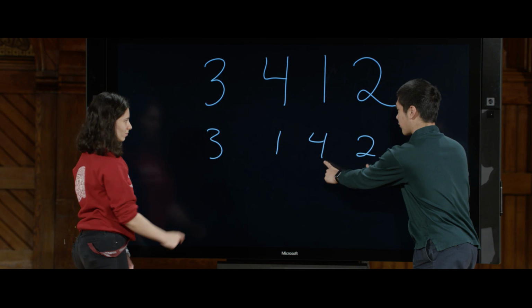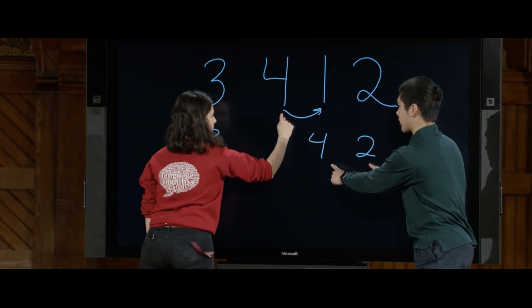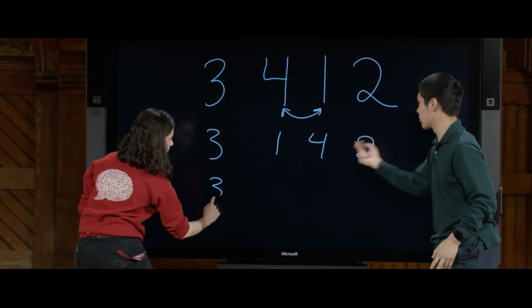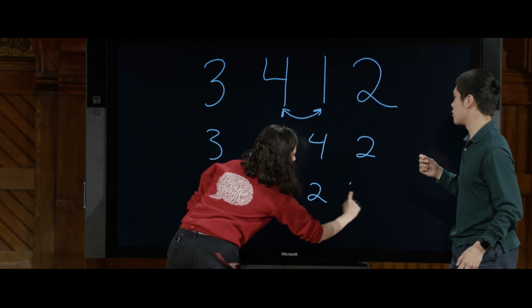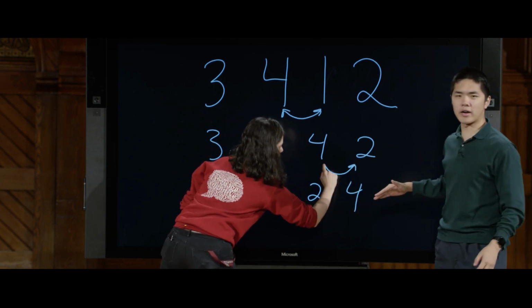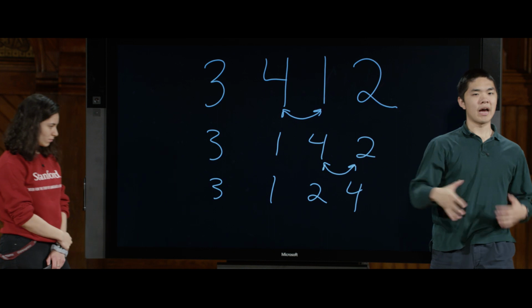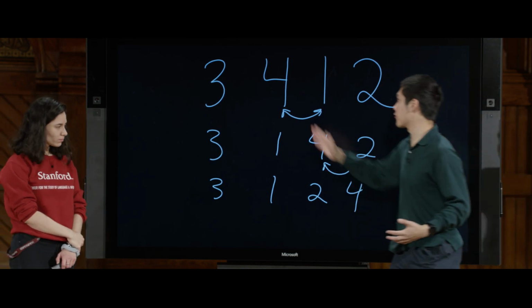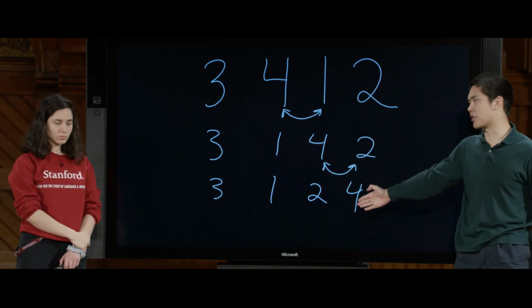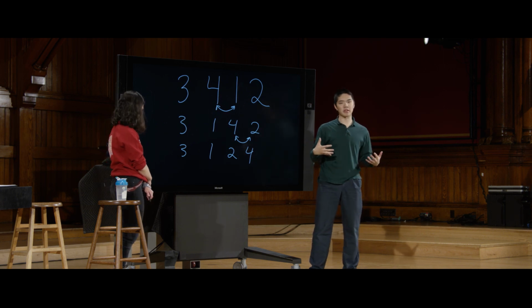Then we take the last two, 4 and 2. Are those in the right order relative to each other? No, they're not. 2 is less than 4, so we swap those two. We get 3, 1, 2, 4, and that's the end of one iteration. We've made it all the way through the array, and the result is that the biggest number, the 4, has bubbled its way up to the top. And then we're going to keep doing the same thing again.